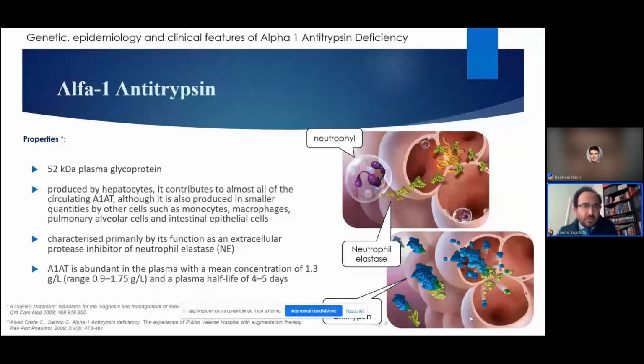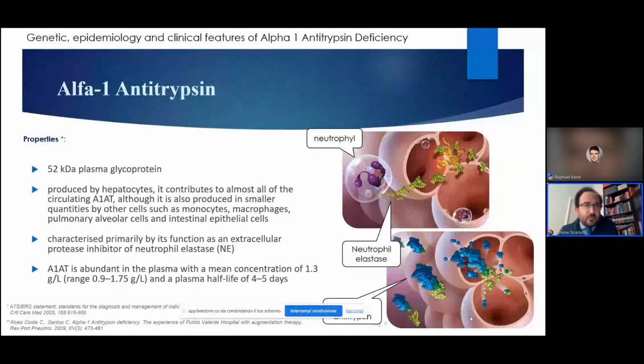The main function of alpha-1 antitrypsin is counteracting and inhibiting neutrophil elastase, an extracellular protease that is very important in balancing the inflammatory process in the body and especially in the lungs. Alpha-1 antitrypsin is typically very abundant in plasma, reaching a mean concentration of 1.3 grams per liter, and showing a plasma half-life of about 4 to 5 days.